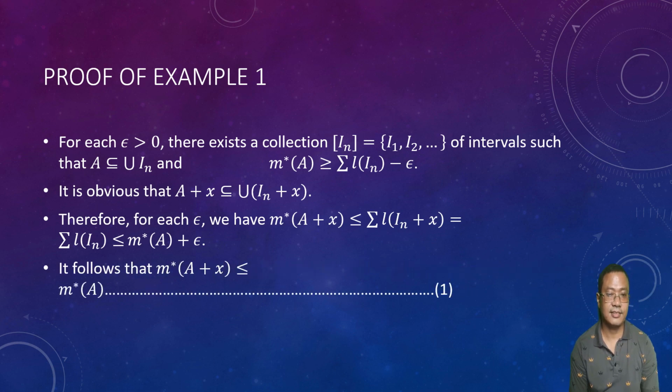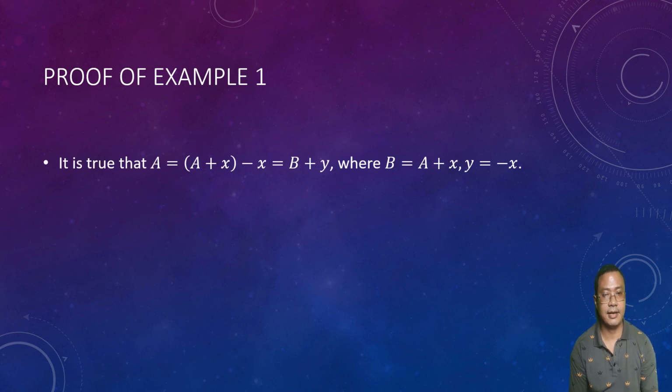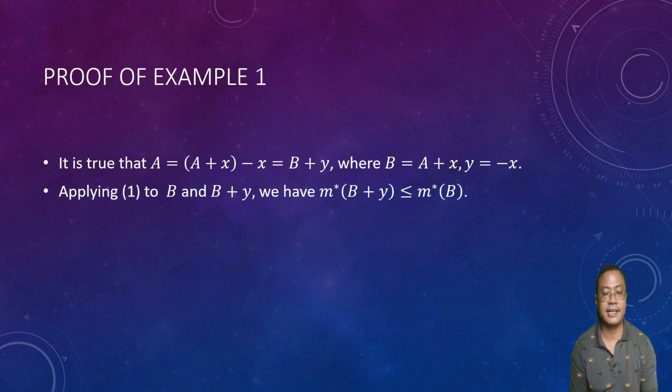Alright, so it follows that m star of A plus x is less than or equal to m star of A. Let it be inequality number 1. Now it is true that A is equal to A plus x minus x. So if you put A plus x equal to B and minus x equal to y, you can write this as B plus y, where B is equal to A plus x and y is equal to minus x. So applying inequality 1 to B, what do we have? The outer measure of B plus y is less than or equal to the outer measure of B.